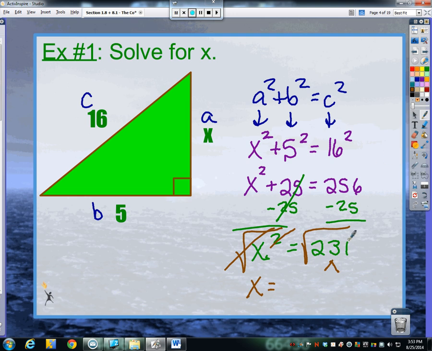Obviously, no even number is going to go into 231 since it's an odd value. So I might try to think of 3. If I remember my little divisibility rule for 3s, if I add the individual digits, is that number divisible by 3? So 2 plus 3 plus 1 is 6, and 6 is divisible by 3. So I know 3 will go into 231.